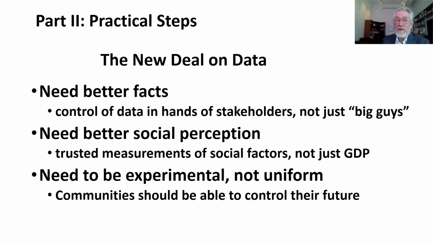You need better social perception, so we need trusted measurements of social factors. Where is the poverty? What is the level of inequality? Is this sustainable? These are all obviously important things, but the amount that we know about them is remarkably little. We measure everything in GDP. That is very familiar to people. Other measurements are not, and as a consequence, we miss a lot of the character of what's happening and make it very difficult to tell what's working and what's not.